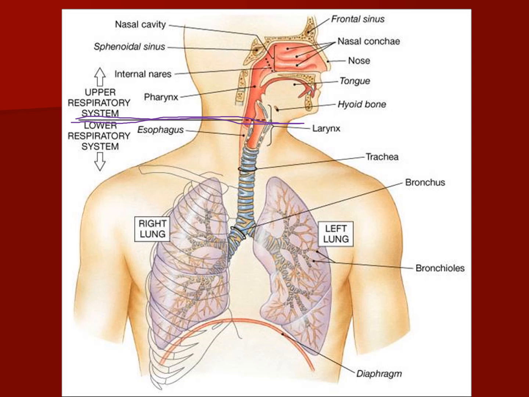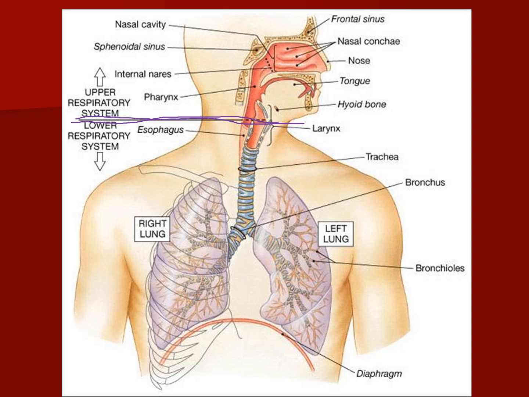So here it's saying anything above the vocal cords is considered the upper respiratory system. Anything below the vocal cords is considered the lower respiratory system. And so today we're just going to talk primarily about the upper respiratory system. Well, this whole area up here. And so why do I make the vocal cords there?